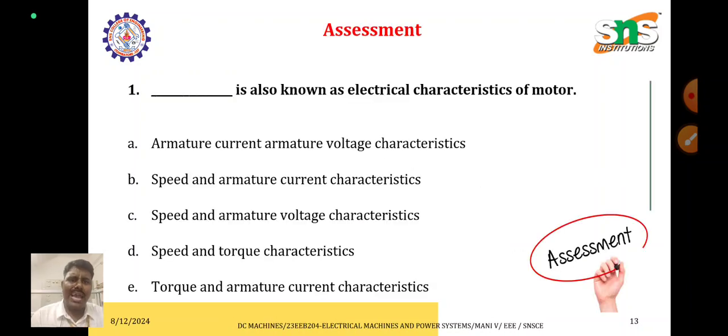Okay, so dash is also known as electrical characteristics. Which among these is called an electrical characteristics? One is armature voltage characteristics, speed and armature current characteristics, speed and armature voltage characteristics, speed and torque characteristics, torque and armature current characteristics. Which one is considered as electrical characteristics? So put your answer in the comment section.